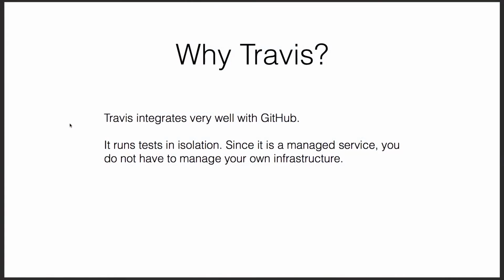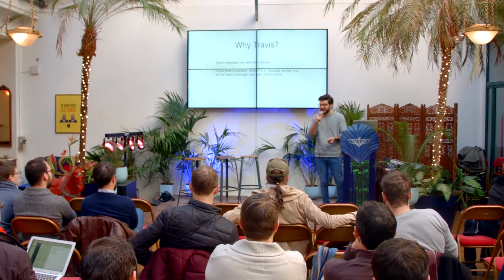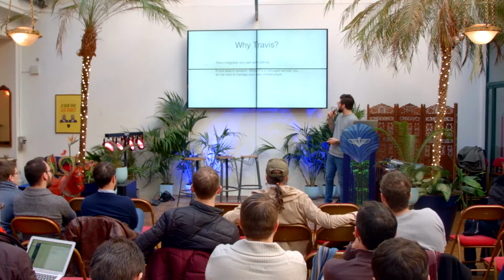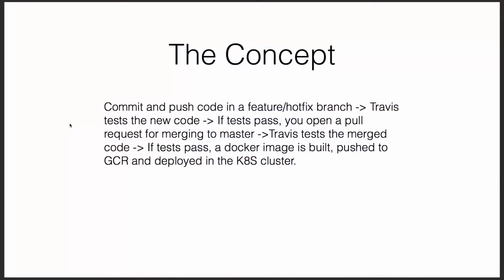I chose Travis because it integrates very well with GitHub, and it runs tests in isolation. So you don't have to manage your own infrastructure, which is pretty great when you're a startup and you don't have a lot of time to have a really big DevOps team or set up a Jenkins and stuff. My concept here is kind of easy: you have features and hotfix branches.